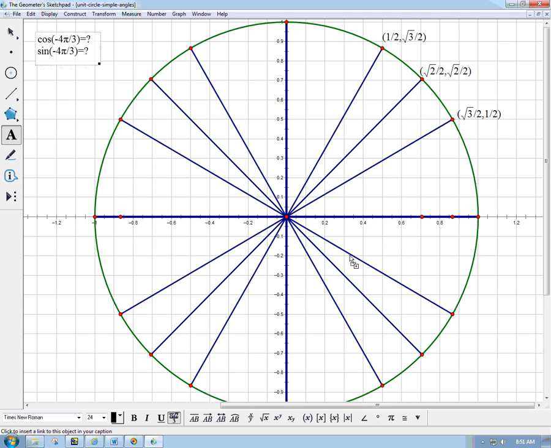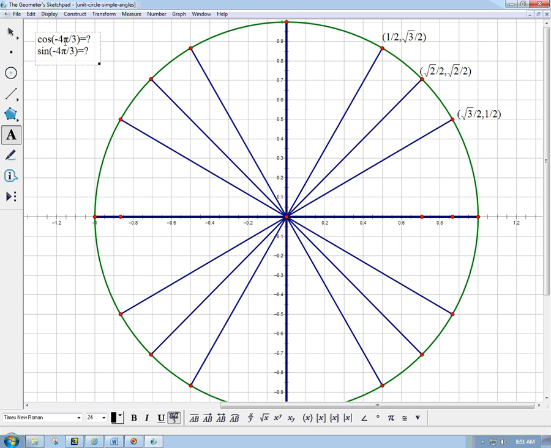Let's do just a couple examples of finding cosine and sine values on the unit circle. This is really very similar to what we've been doing already, we're just connecting it with the terminology of cosine and sine that we already know has to do with triangles. So here's an example. What is the cosine of minus 4 pi over 3?